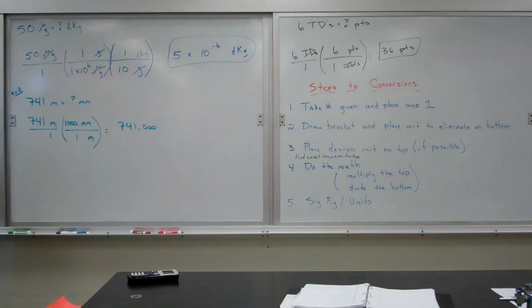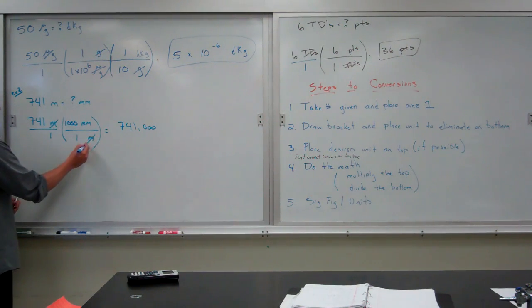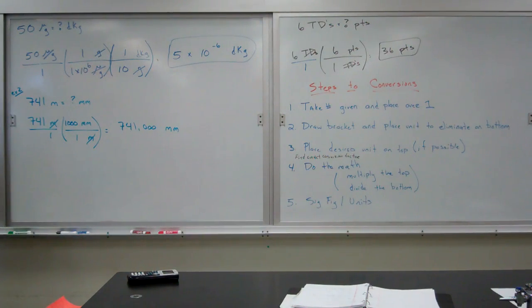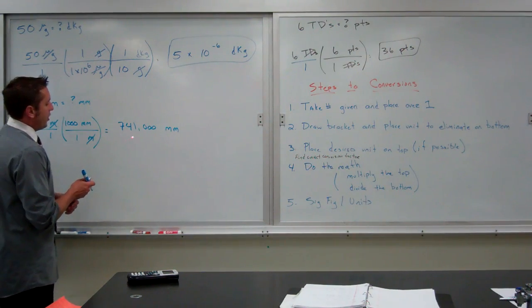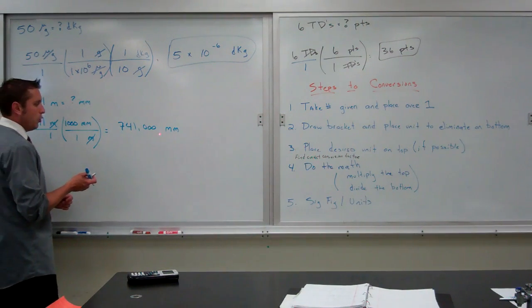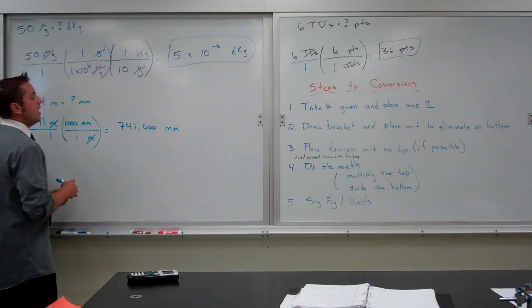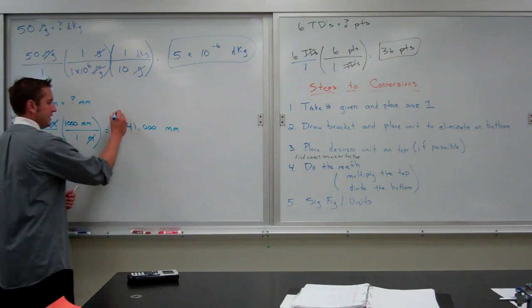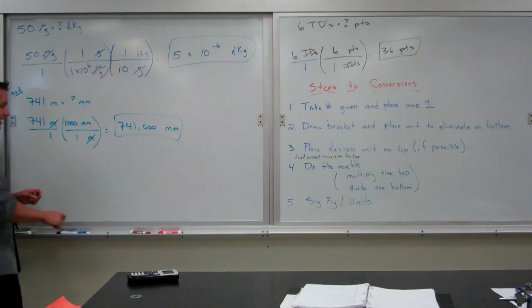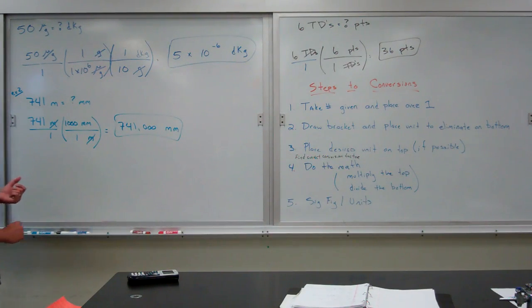Then we have to look at sig figs and units. Right? Meters cancels, leaving us with millimeters. And then sig fig wise, 741 has 3 sig figs. Nothing in here hurts us. So we need to make the 741,000 have 3 sig figs. And without a decimal, we can leave this number the way it is. If you had a decimal, you would have to erase it. And there's 741,000 millimeters in 741 meters.